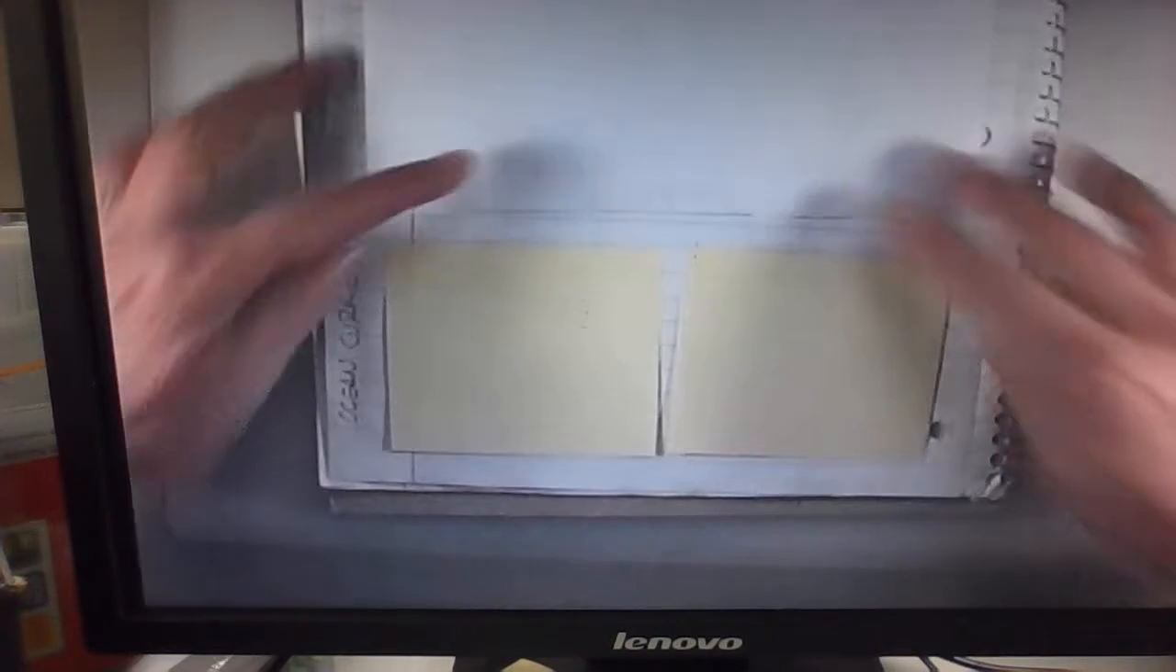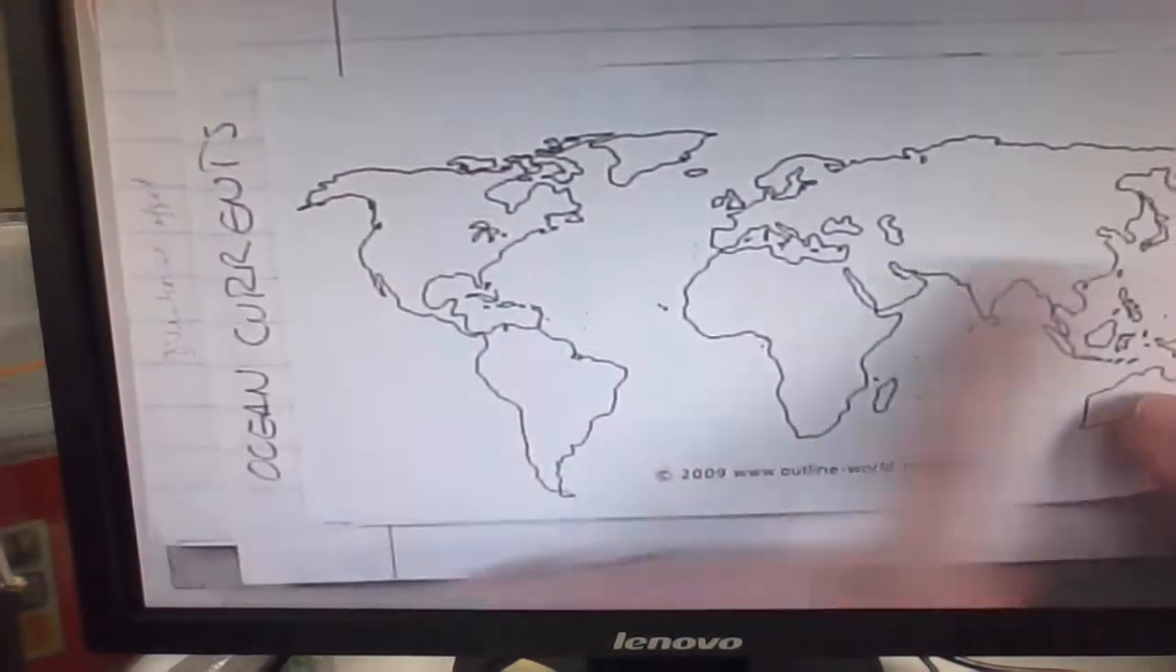All right, we're going to start with our little Post-it notes. And off to the side, notice that I put ocean currents. This is going to have to do with ocean currents, and my little Post-it notes have to do with ocean currents. So I put it off to the side, so basically it applies to everything.